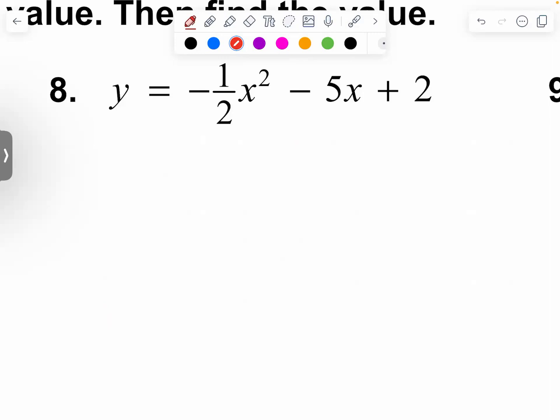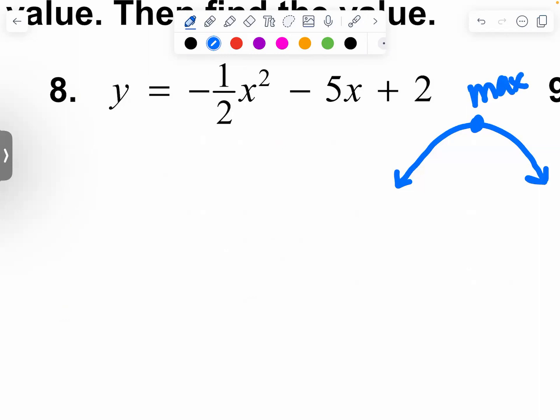Thank you, Kyron. Why is he making it upside down? Because there's a -a. Come on, people. We have a -a. So our parabola is upside down, which means, do we have a maximum or do we have a minimum? We have a maximum.